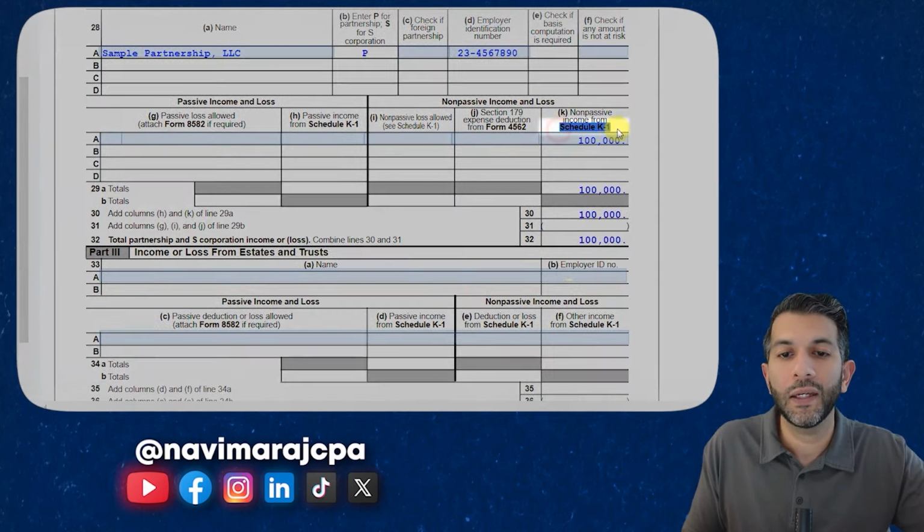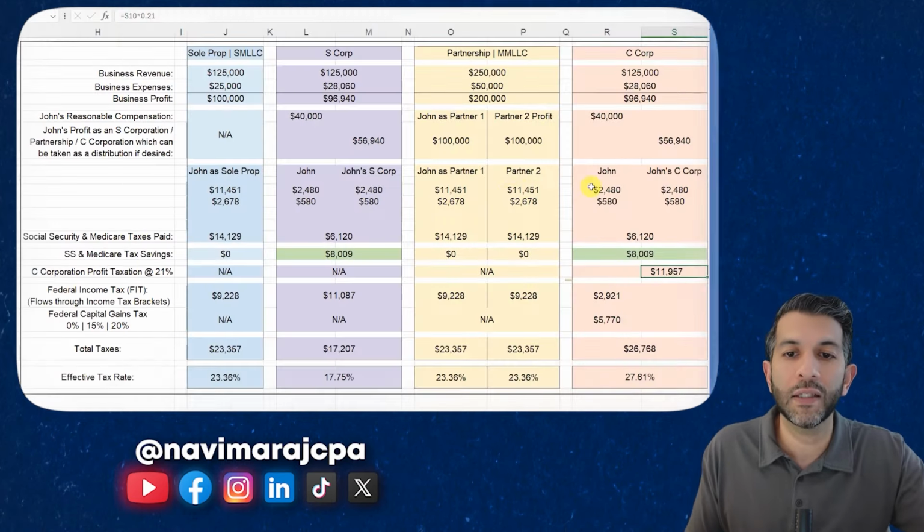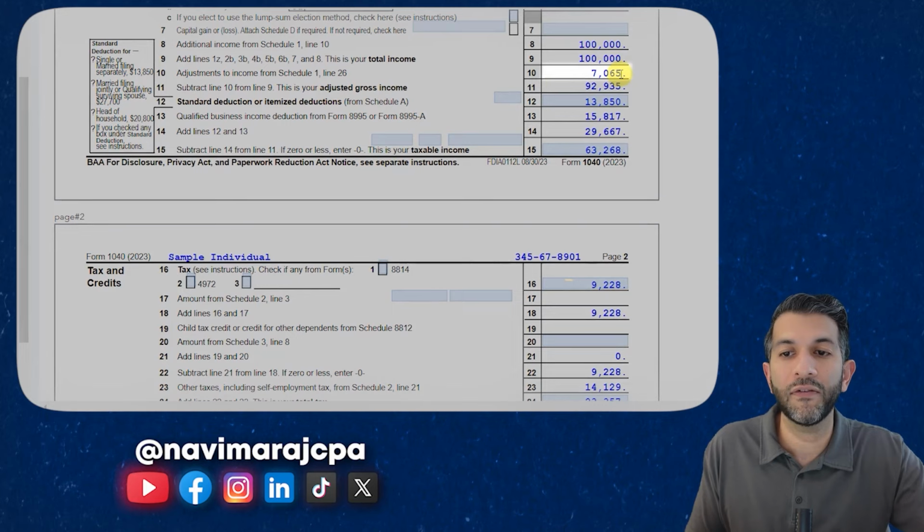You get an adjustment to income of half of the amount you're paying in self-employment tax. So I showed you a moment ago how much you had to pay in self-employment tax. To see that number again, it's $14,129. They give you an adjustment to income for half of that, so $7,065. And so your adjusted gross income is $92,935.